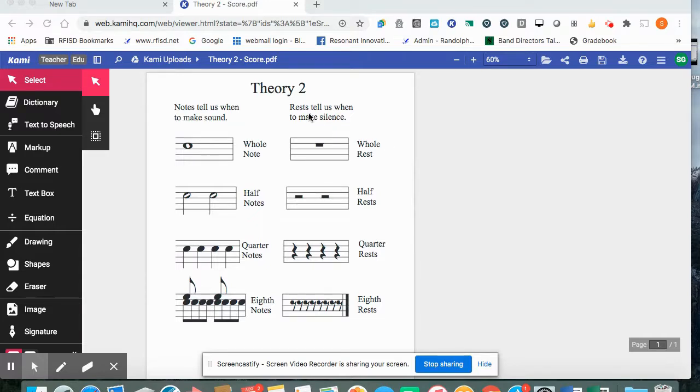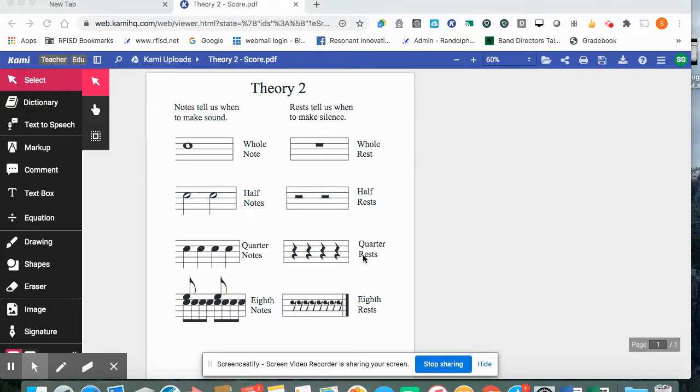Now for rests, for every symbol we have to create sound, we have a corresponding symbol to create silence. So the whole rest, you can see, is a rectangle. It hangs down from the fourth line like there's a hole in the fourth line. Then we have a half rest. Two half rests equals one whole rest. It sits on the third line like a hat would sit on your head.